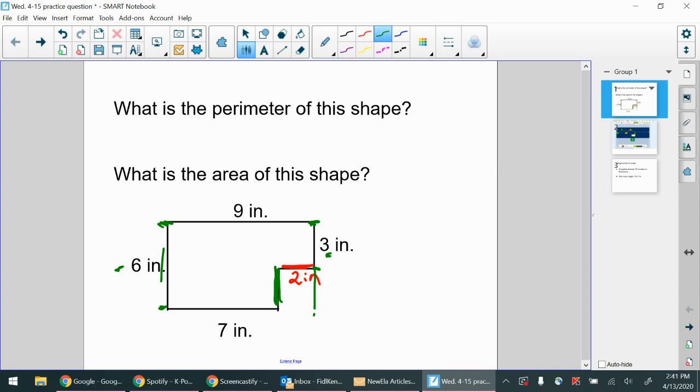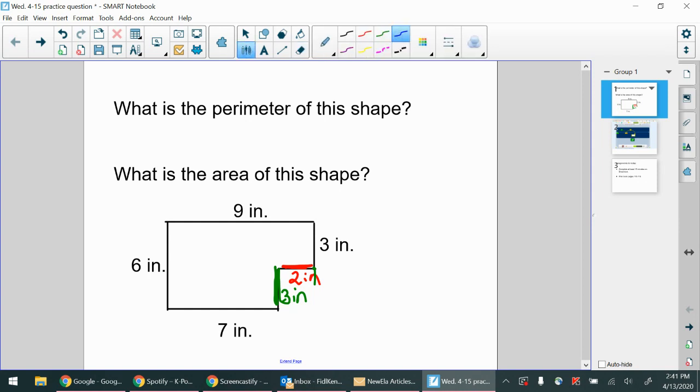I kind of have to think of 6 minus 3, or how much more do I need to get to 6? And that is 3. So this little bit right here is 3 inches. All right, now that I've figured out what all my side lengths are equal to, I can find the perimeter.